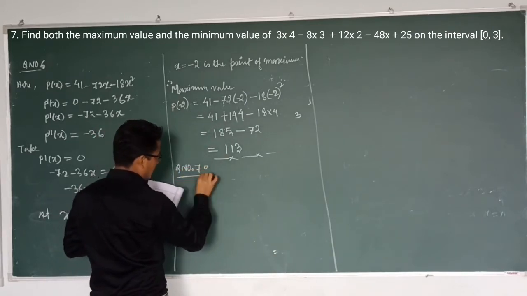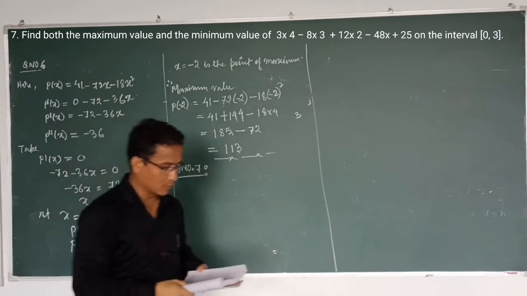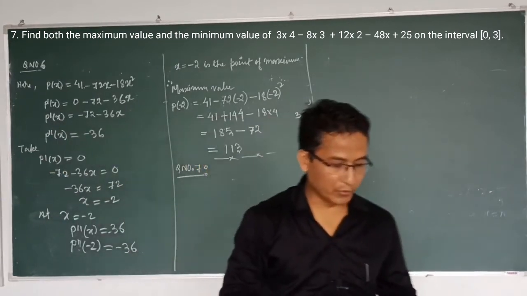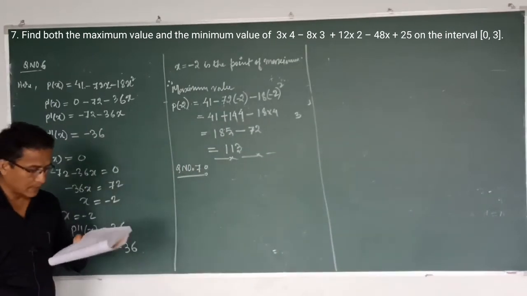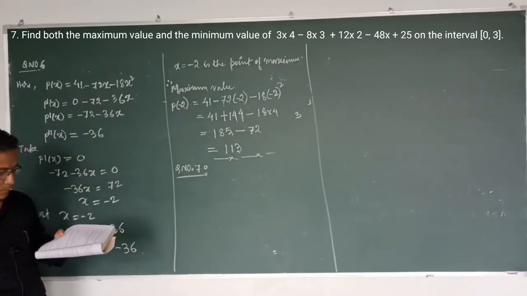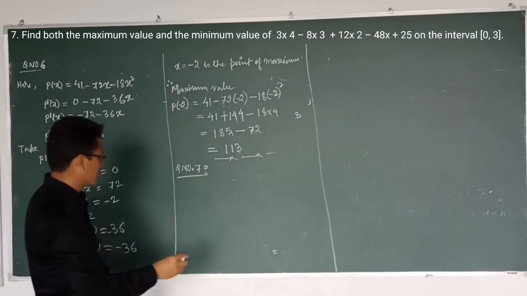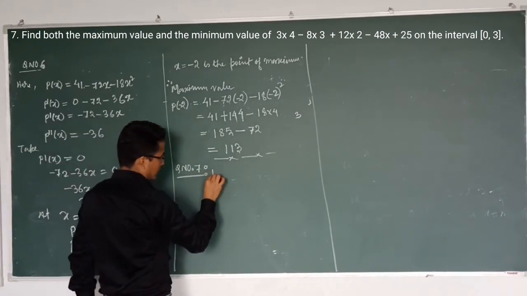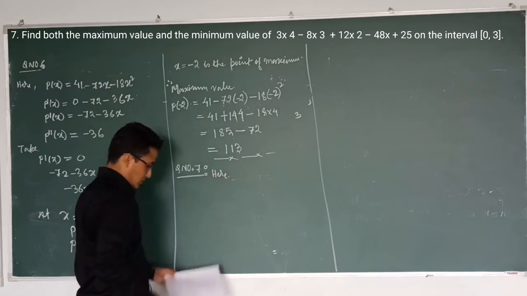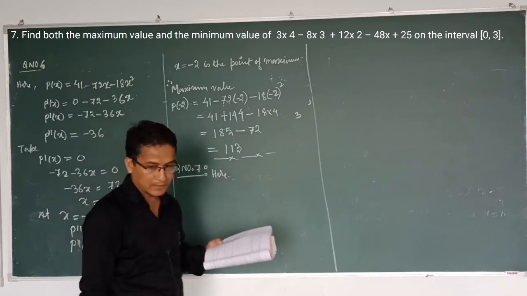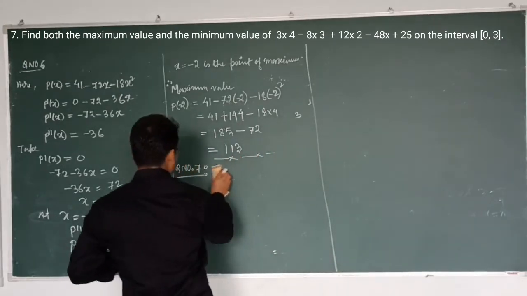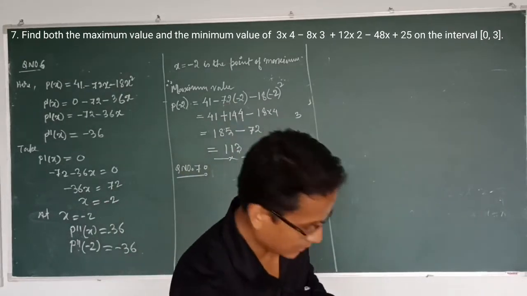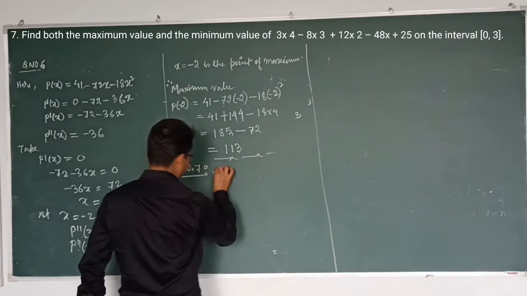You see the question from the NCERT book, page number 232. Find both the maximum value and minimum value of the function that is given. Let we take that function, let f of x equal to this.